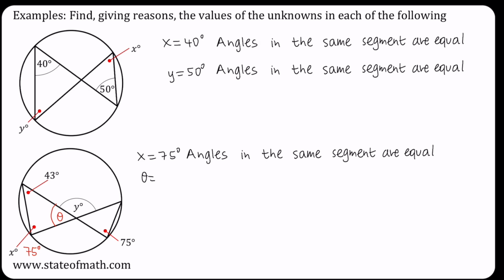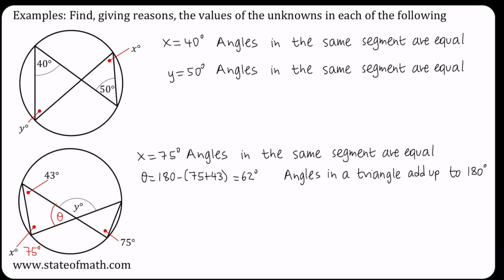So theta is 180 minus 75 plus 43. I'm using the fact that the angles in a triangle are adding up to 180 degrees. This gives an answer of 62 degrees. I need to state the reason that angles in a triangle add up to 180 degrees. Now, once we found theta to be 62 degrees, it's obvious that y must be 180 minus 62. The reason is that we've got angles on a line, and these should be adding up to 180 degrees. So we get that y is 118 degrees, and the reason is that angles on a line add up to 180 degrees.